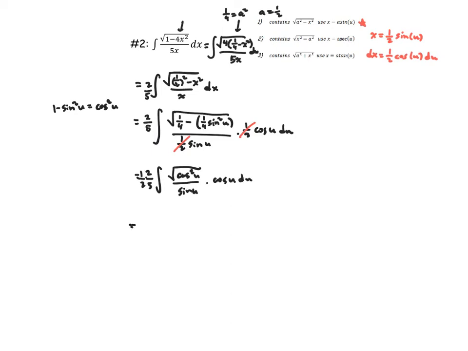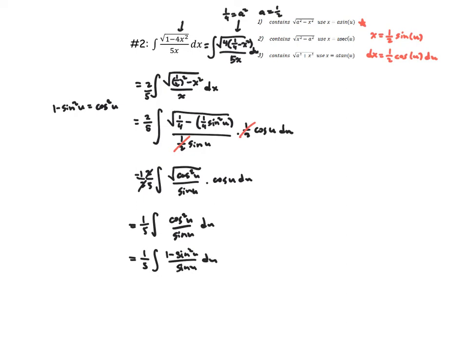All right, so what does that come out to be? Well, these 2's would reduce here. I get 1/5 integral. Square root of cosine squared is cosine, but cosine times cosine is cosine squared. Just like that. Okay, so where do we go from here? Well, what I would do is I would rewrite this as, again, 1 minus sine squared u over sine u.